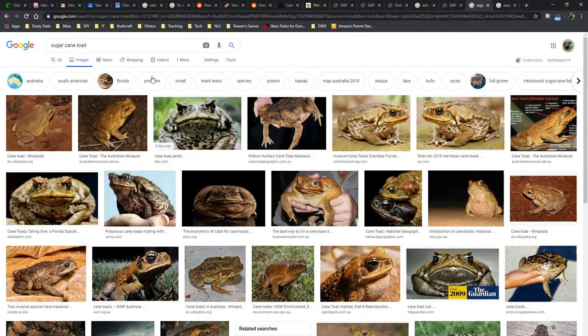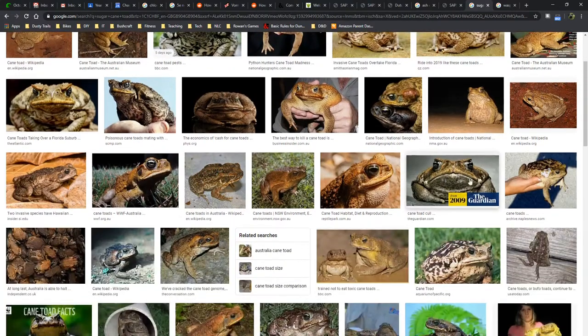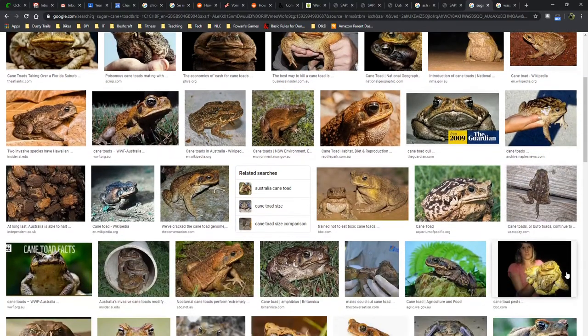In fact, these ones get huge. You can sort of see a small one here being held by hand. And these get much, much bigger than this. Here you go, here's a bigger one there.